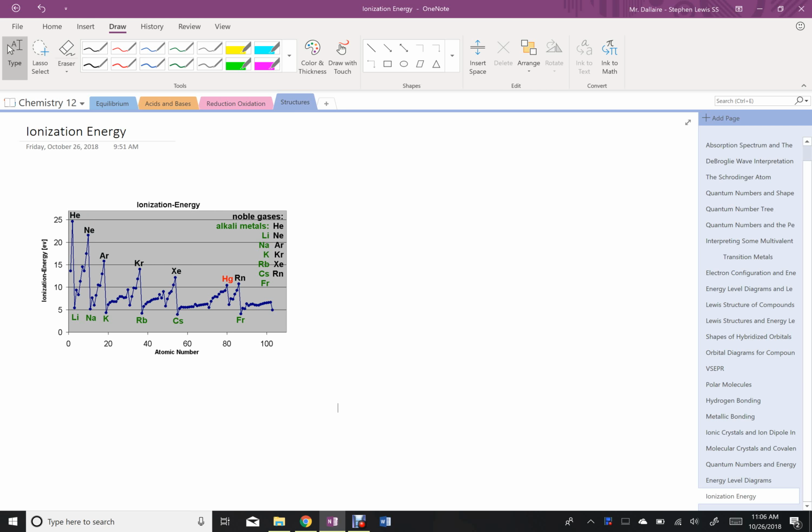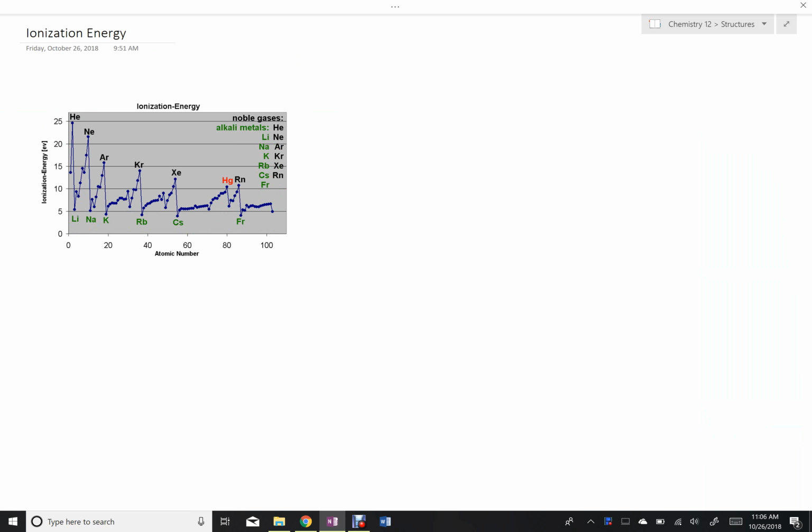Okay, another thing that can be explained with the new model of the atom is some of these subtle trends in ionization energy. So I'm not talking about the overall trends that we talked about last year, that if you had your periodic table, as you go this way, ionization energy goes up, and as you go this way, ionization energy goes up. That's not what I'm talking about.